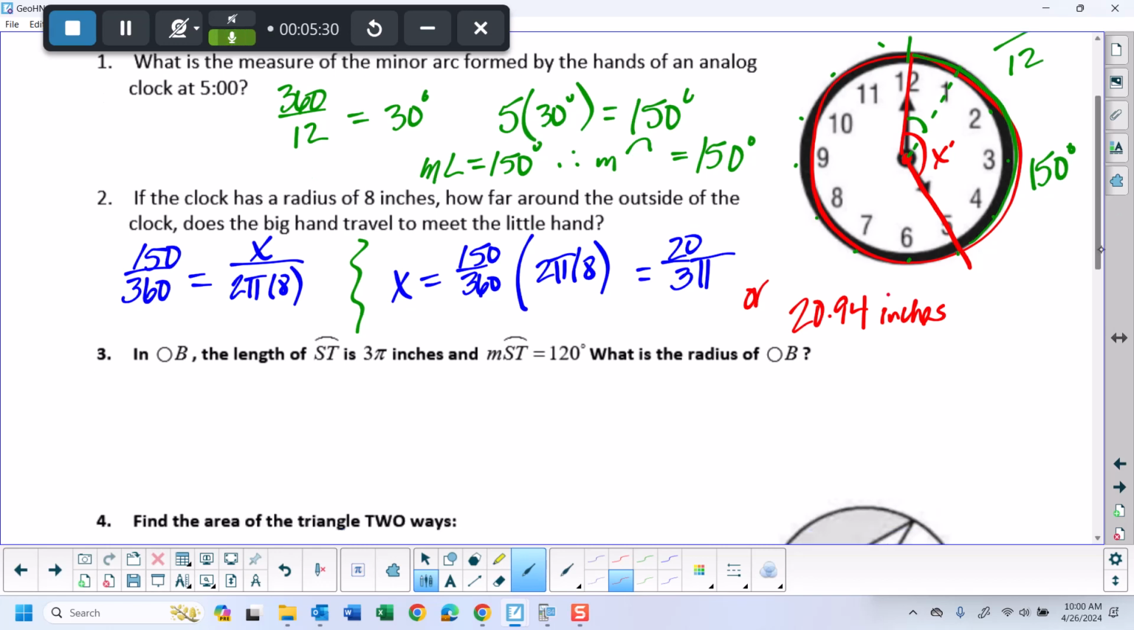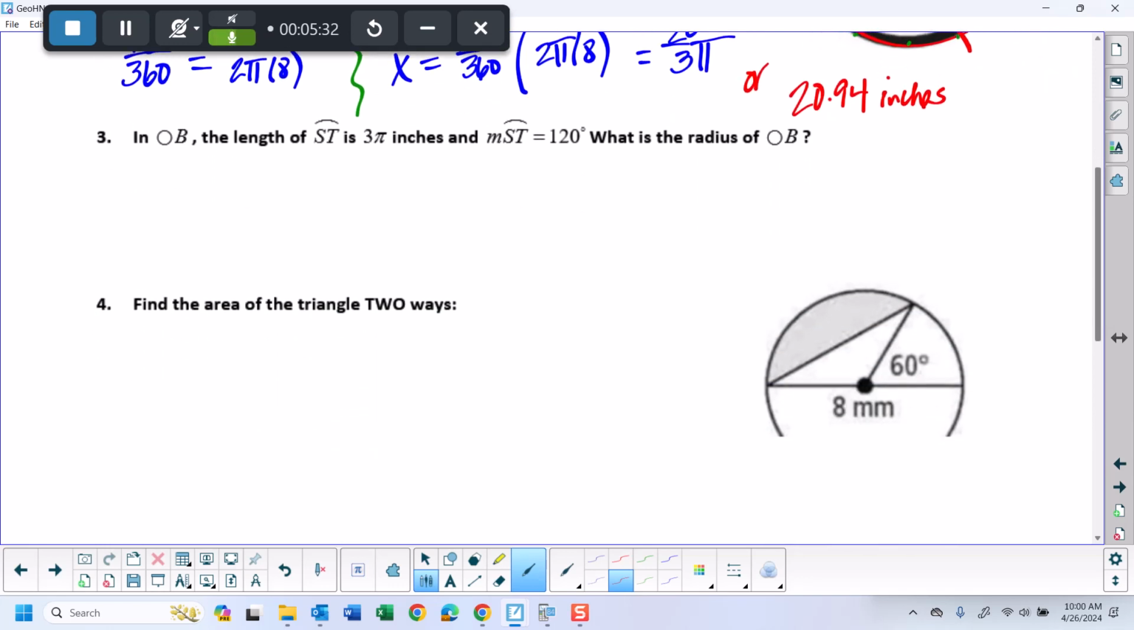In circle B, the length of the arc is 3 pi inches, and the measure of the angle is 120. What is the radius? So that's the one we talked about where we start looking at things from a different view.